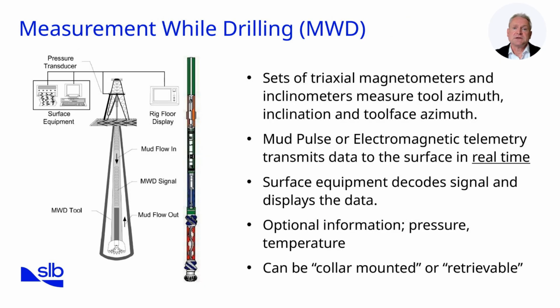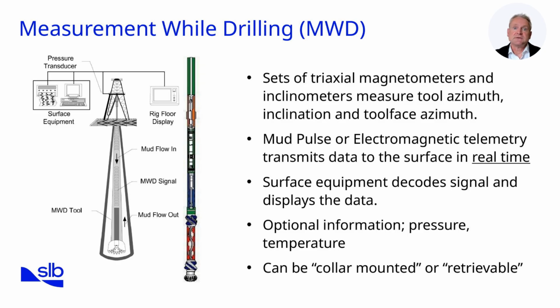MWD revolutionized directional drilling by providing real-time survey data without interrupting operations. These tools use triaxial magnetometers and inclinometers to measure inclination, azimuth, and tool face continuously. The data is encoded and transmitted to the surface via mud pulse, electromagnetic, EM, or wired pipe telemetry. On the surface, decoding equipment interprets the signals and displays inclination and azimuth to the driller.